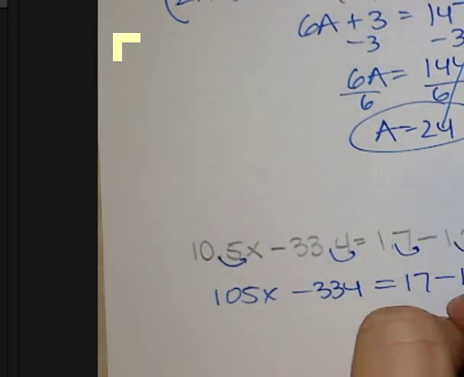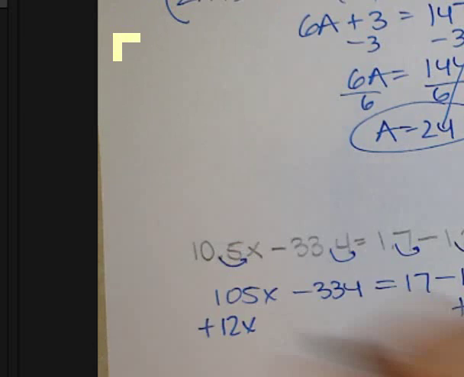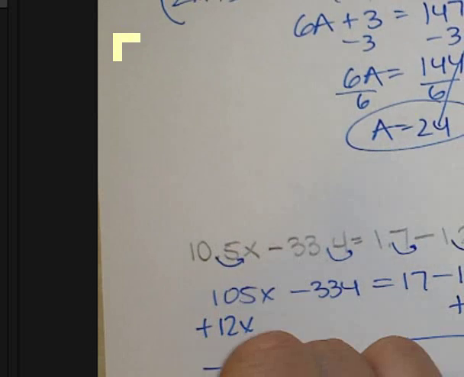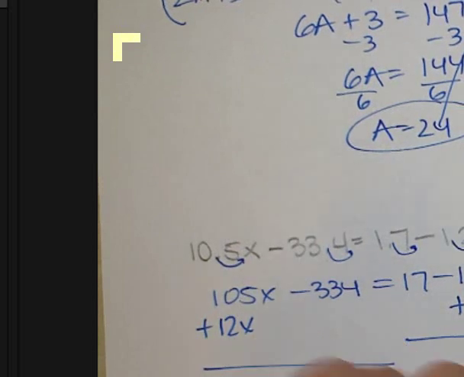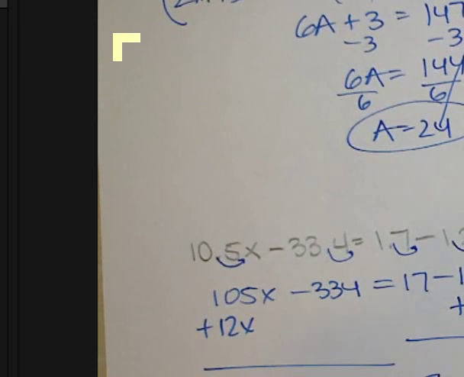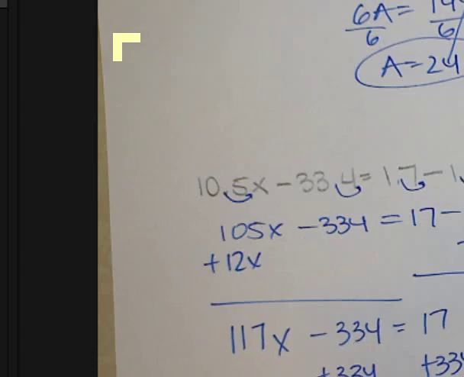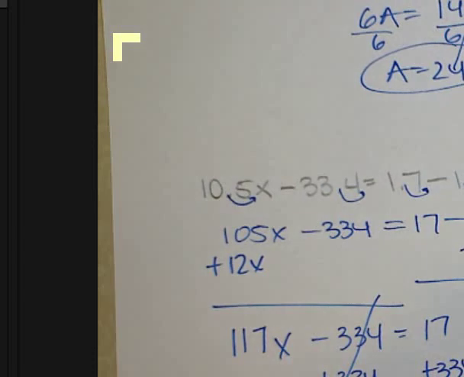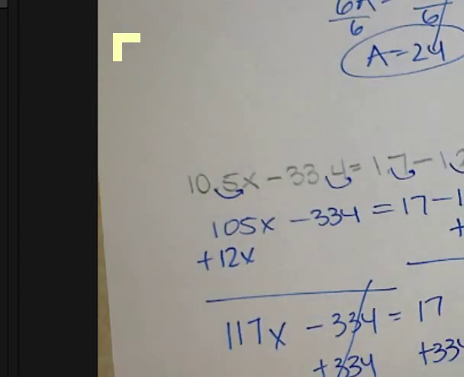Okay, I'm going to start by moving the x to the right. So I have 105 plus 12x gives you a 117x. Adding the 334 to the opposite side. And now taking 334, adding 17 to it. And to isolate the x, you're going to divide by 117 to get an answer of 3. And plugging it back in, we could check to see did we do the math correctly.